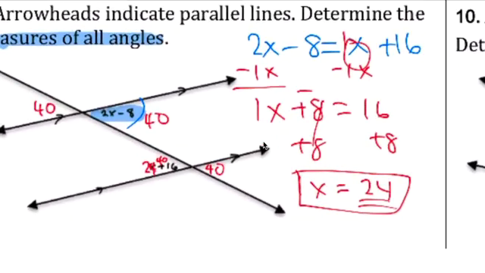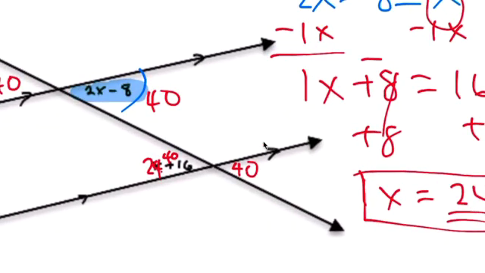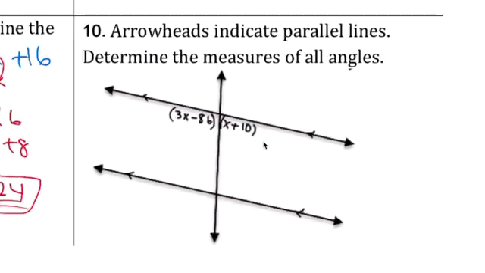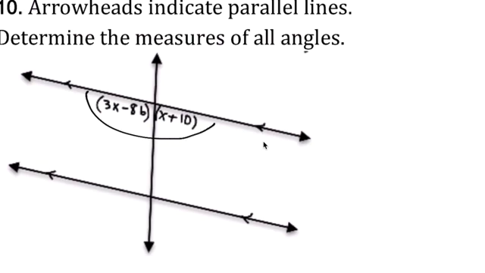Put in your degrees. If this is 40, it needs to make 180. So this must be 140 to make 180. Okay. The vertical angles or corresponding angles are congruent. Okay, if they're side by side like this on your test tomorrow, make that equal to 180. So 3x minus 86 plus x plus 10 equals 180.